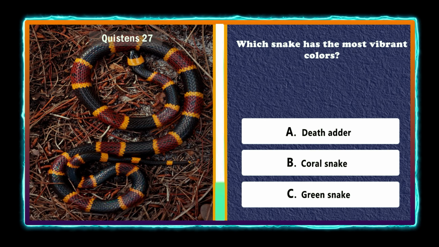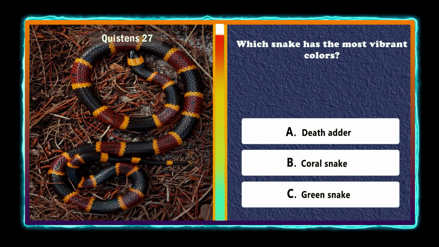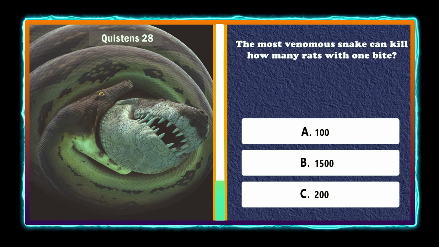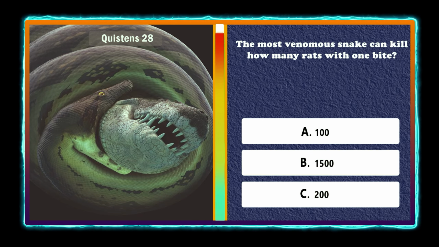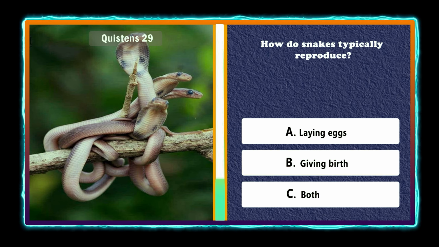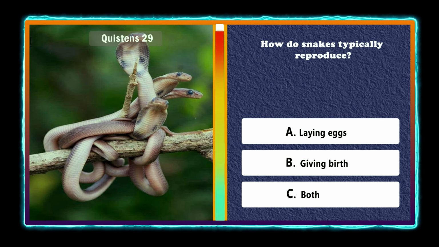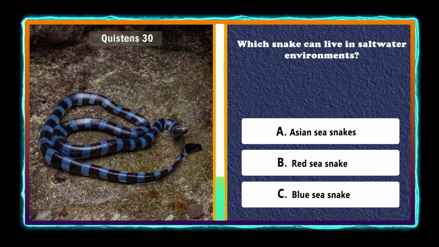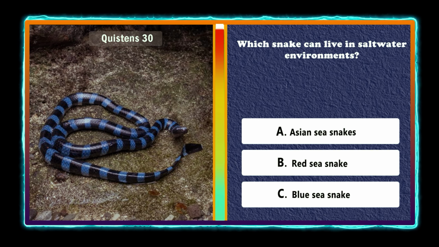Which snake has the most vibrant colors? Coral snake. The most venomous snake can kill how many rats with one bite? 500. How do snakes typically reproduce? Both. Which snake can live in saltwater environments? Blue sea snake.